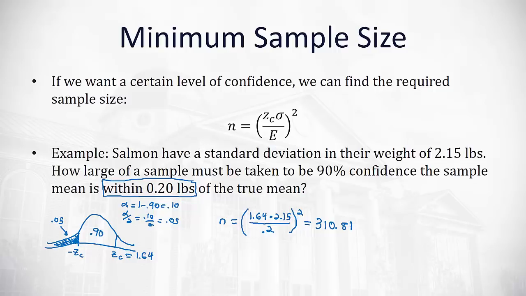Similar to when we calculated bin widths with histograms, we always want to round up. This time we do round up naturally, but we need at least 311 salmon so that our confidence interval makes our mean fall within 0.2 of the true mean.